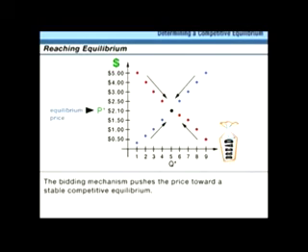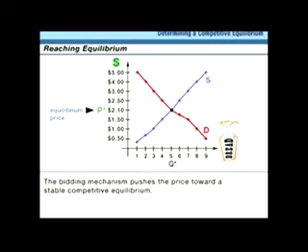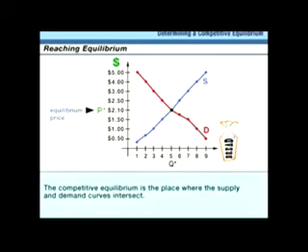Connect these dots, and they become the demand curve. Connect the blue dots, that is, allowing prices and quantities to vary continuously, and you get a supply curve. The competitive equilibrium is found at the place where the supply curve and the demand curve intersect. As in most economic graphs, the most interesting point is where the curves cross. And it's where the curves cross that we find the price and quantity where supply and demand are equal.